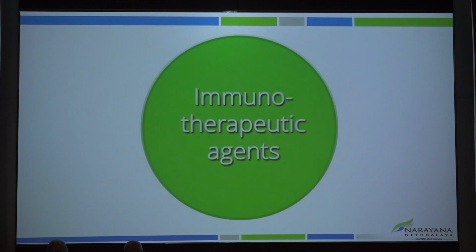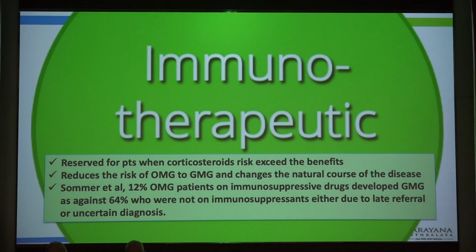The other aspect is immunotherapeutic agents. These are reserved for patients when corticosteroid risk exceeds the benefit, and they reduce the risk of OMG to GMG and change the natural course of the disease. They have shown that 12% of cases of ocular myasthenia on immunosuppressives develop generalized, as against 64% who are not on immunosuppressants either due to late referral or uncertain diagnosis.